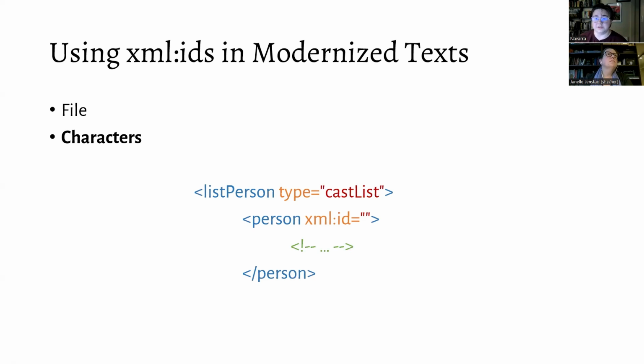Characters also each get an XML ID. This is how your cast list is essentially formulated. There's a list person element. That list person element has a type attribute with a value of cast list, and all of your characters will get a person element. The XML ID goes on the person element, and then extra information like their name goes inside of that.